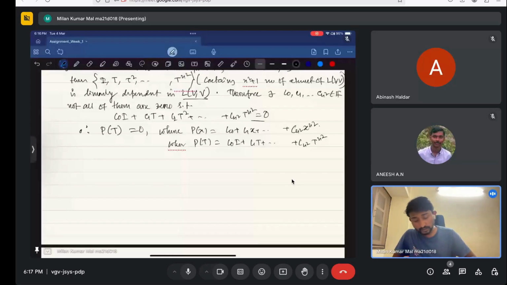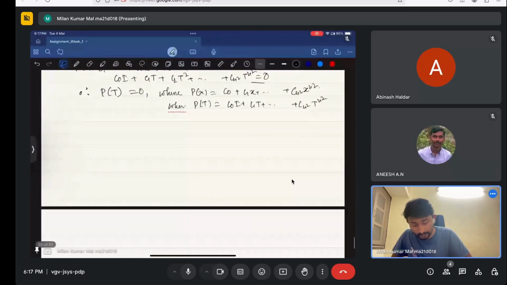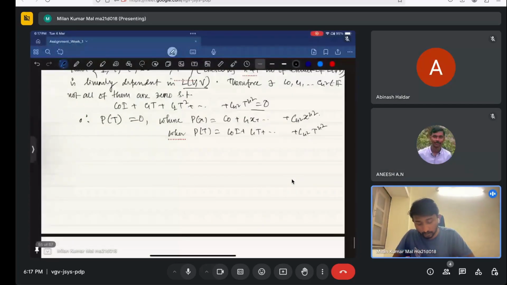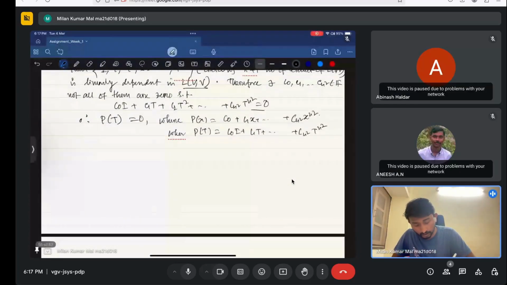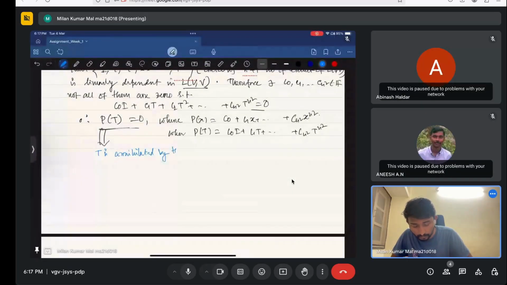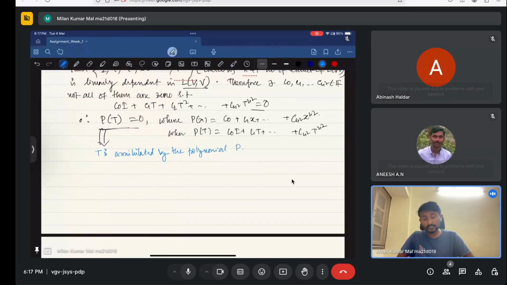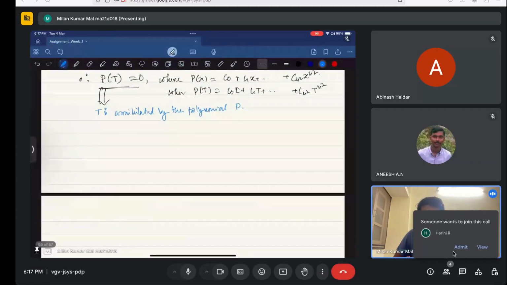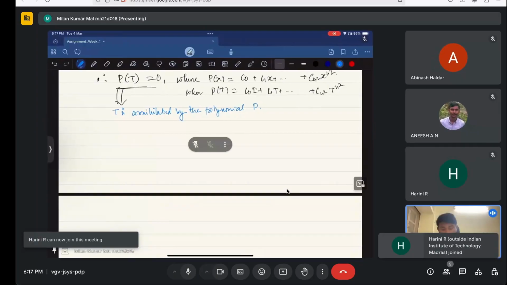So now we try to find something. We are getting a polynomial p, and this fact is called T is annihilated by the polynomial p.